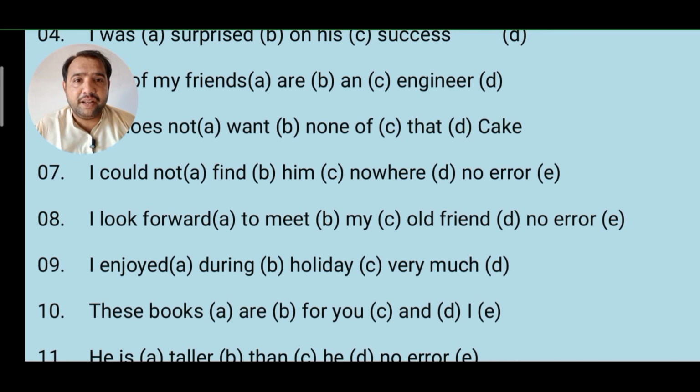According to number 10, these books are for you and I. So here after a preposition we should not use the subjective case of pronoun, but here we need the objective case. So here we should say these books are for you and for me.